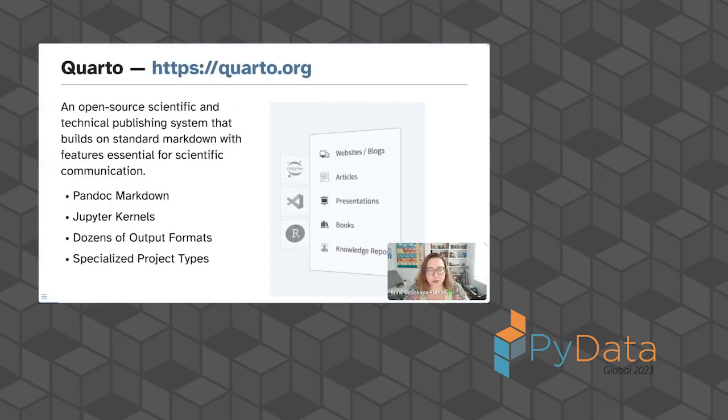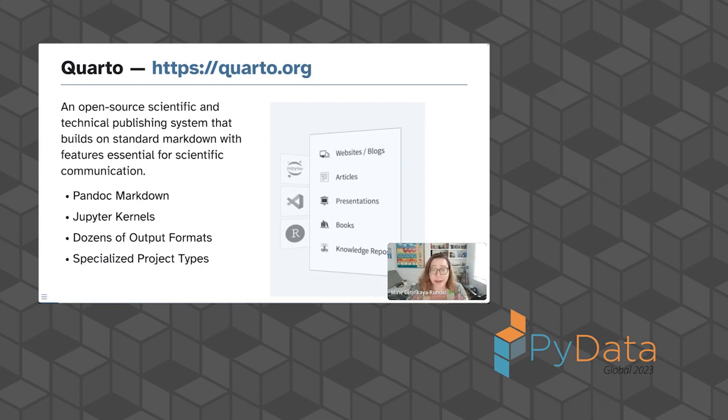So what is Quarto? Quarto is an open source scientific and technical publishing system, and it builds on standard Markdown with features that are essential for scientific communication. So your prose is written in Markdown and rendered with Pandoc. Computational cells are executed with Jupyter kernels. And the nice thing with Quarto is that you can get dozens of output formats.